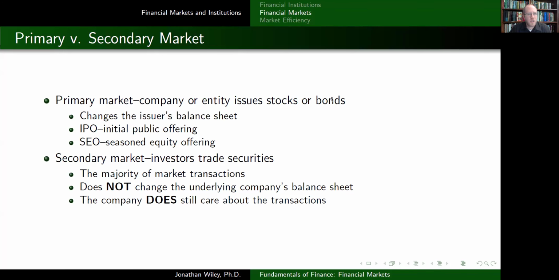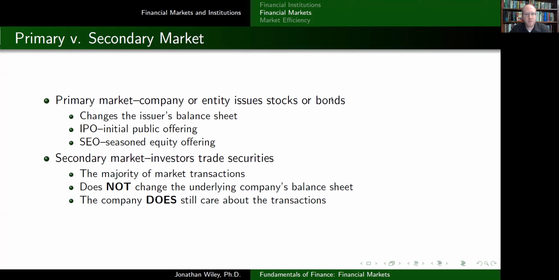In this video, I'm going to talk about the difference between the primary market and the secondary market. So primary market transactions, when referring to the financial markets, are transactions in which the company or entity involved issues stocks or bonds. So let's say that we have a company and they issue shares of stock to the public. This would be a primary market transaction.